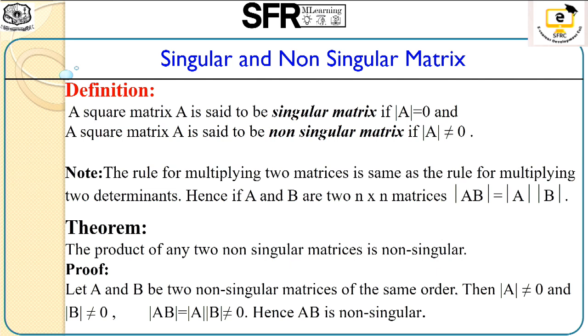I want to give a small theorem regarding this. The product of any two non-singular matrices is again a non-singular matrix. I am taking two non-singular matrices A and B. Then determinant A is not equal to 0 and determinant B is not equal to 0. I am going to find the product of the two non-singular matrices. That is, determinant AB equals determinant A into determinant B, which is also not equal to 0. Then AB is a non-singular matrix. That is, the product of any two non-singular matrices is again a non-singular matrix.